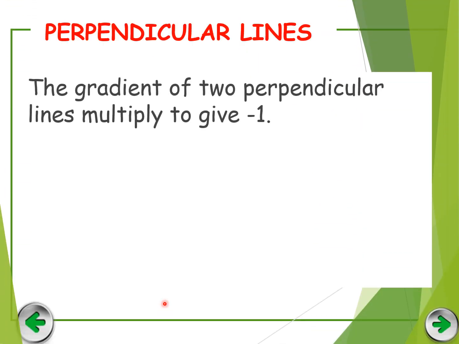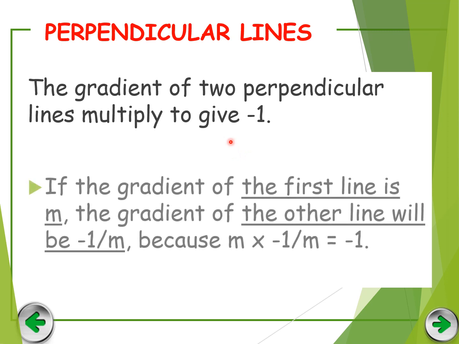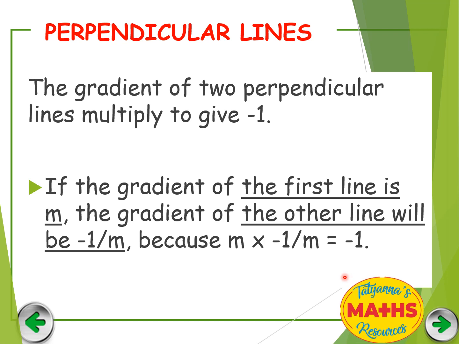Perpendicular lines. The gradients of two perpendicular lines multiply to give -1. We're going to look at an example. If the gradient of the first line is m, the gradient of the other line will be -1 over m, because m times -1 over m is equal to -1. We're going to prove that.